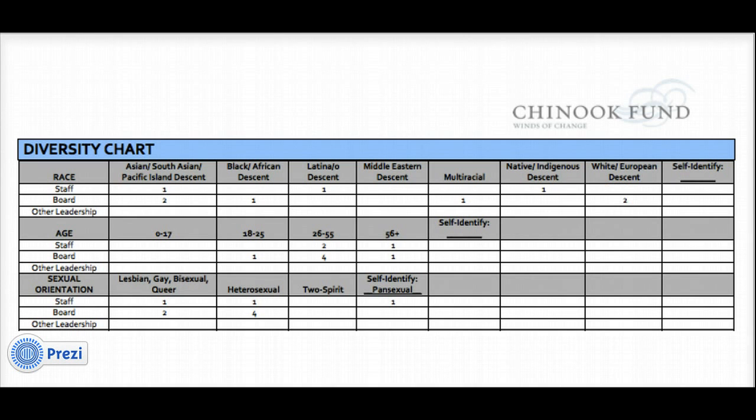The process is then repeated under the category age. The age-based demographic information for each staff member is filled in, and then the demographic information for each board member is filled in. Again, the total of all of the categories relating to staff is 3, the number of staff members reported by the sample organization, and the total for all of the categories relating to the board is 6, the number of board members reported by the sample organization.